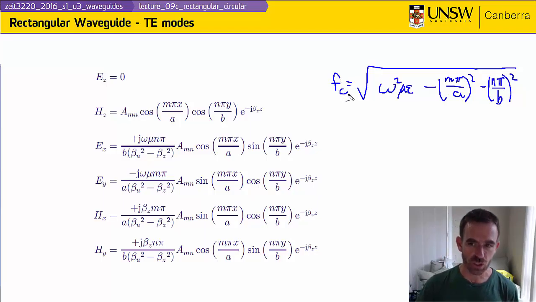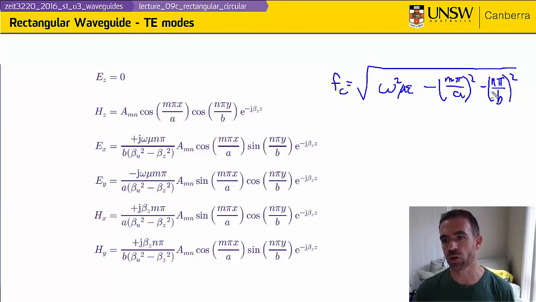Now, the lowest cutoff frequency would be at m equals 0 and n equals 0, but that would correspond to a TEM mode, and we don't have the TEM mode in this waveguide. So the next lowest mode will be the one where the sum of these two terms is as small as possible. Since a is larger than b in our waveguide, that will be when m equals 1 and n equals 0. Right? So the lowest order mode, or the dominant mode, is when m equals 1 and n equals 0.